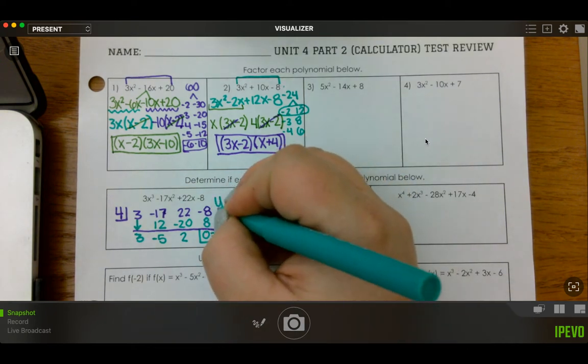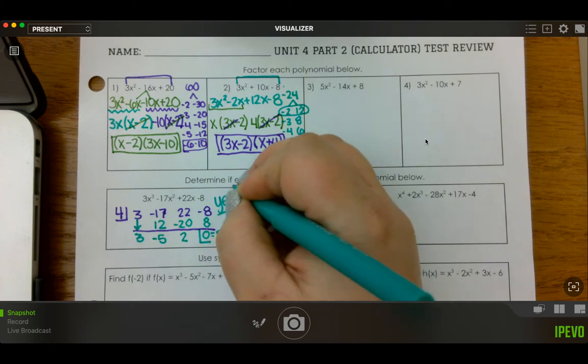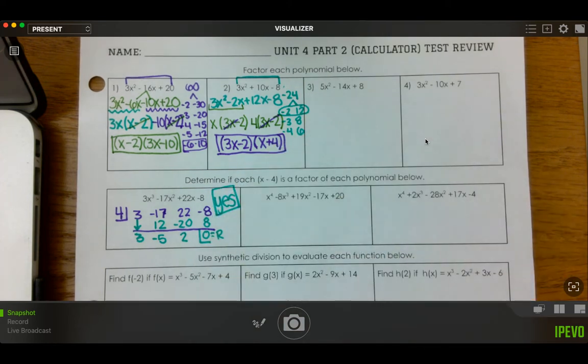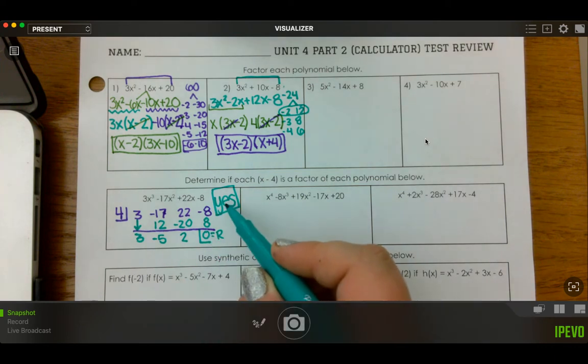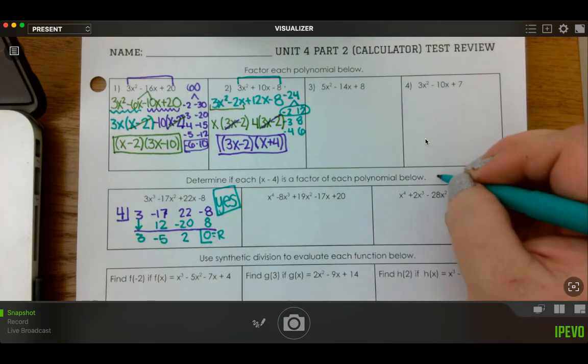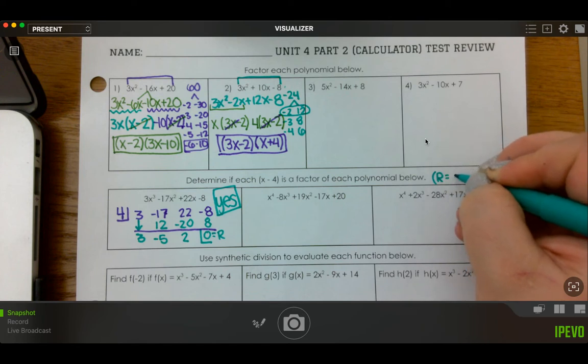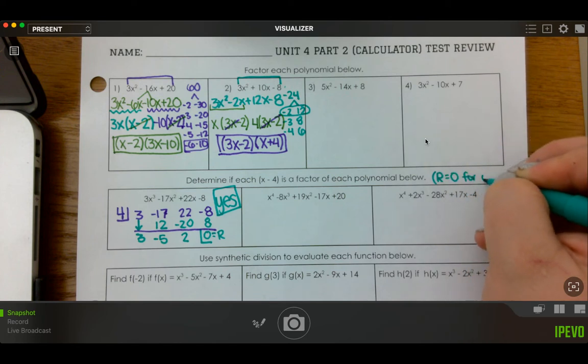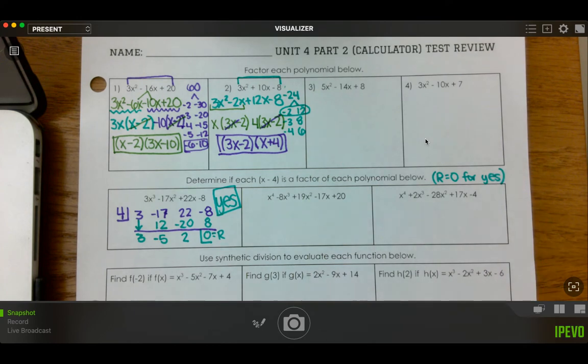So my answer to this one would be yes. Don't forget to say yes or no on these. If your remainder is 0, it's yes. Anything else is no. So your remainder has to equal 0 for yes.